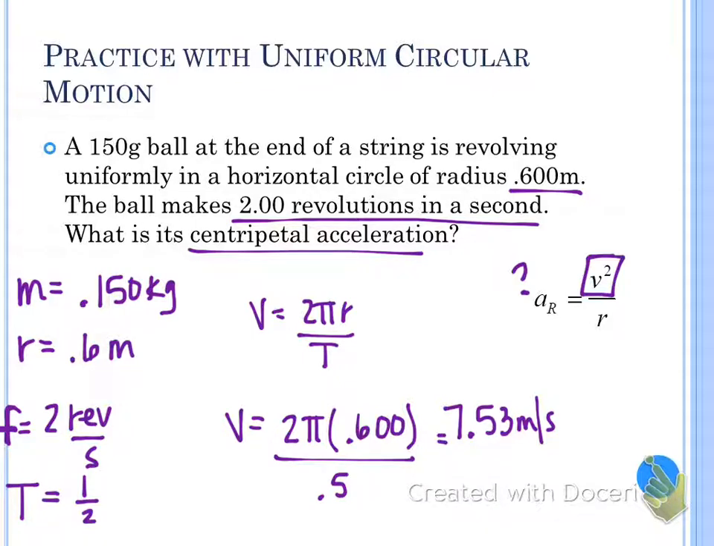Did we get about 7.53? Yeah? Okay, so now we plug that in up here. 7.53 squared over radius, which is 0.6. And we get a centripetal acceleration equal to 94.75.